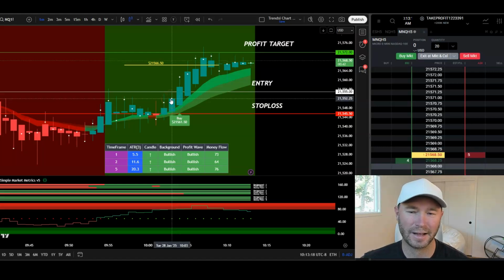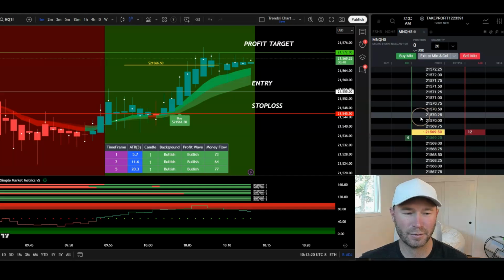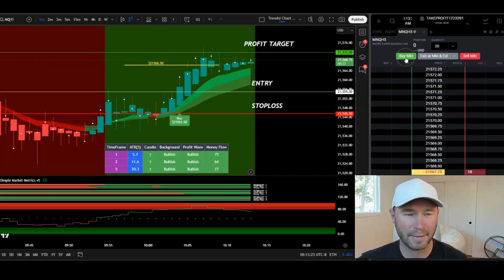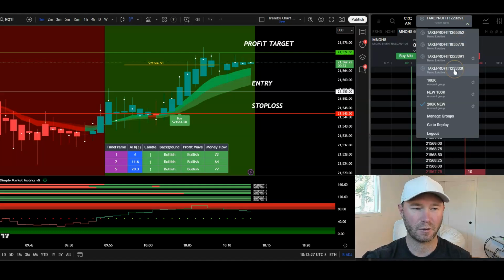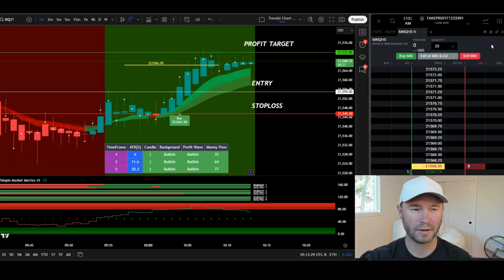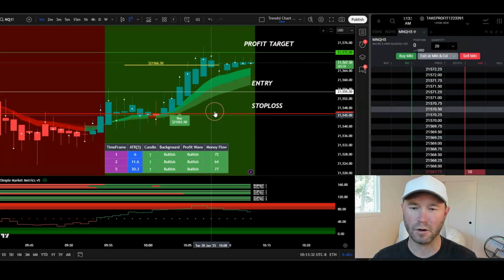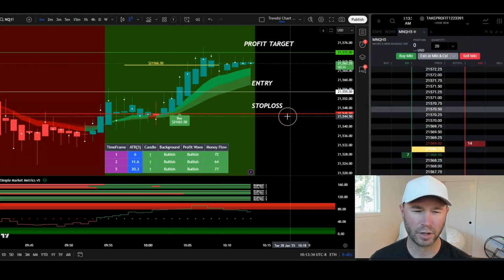Right afterwards, I ended up getting filled a little bit high because price action was a bit quicker. I ended up just doing buy market. So what is that going to do? That's actually going to copy on all 4 of the accounts that I have. These are all the 4 take profit accounts that I'm trading with right now, and it's going to duplicate 5 micros on all of those. This was the entry, 21,555.